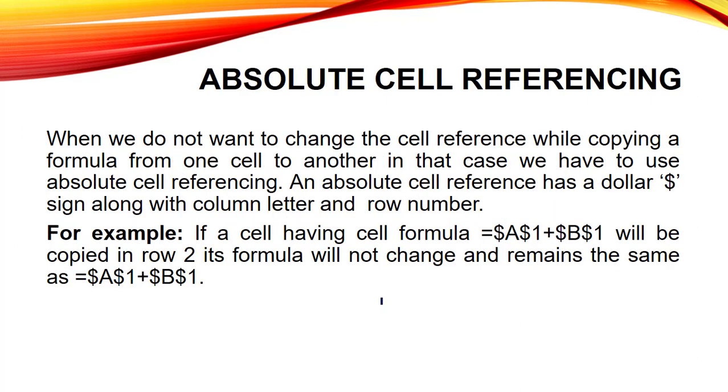Fine. Then our second referencing is absolute cell referencing. In absolute cell referencing, when we do not want to change the references while copying them, in that case we can use absolute cell reference. An absolute cell reference has a dollar sign along with the column letter and the row number. The example is over here. If a cell has the formula equals to $A$1 plus $B$1, and we copy this to any other row, the reference will not change. Or the formula will remain the same formula.